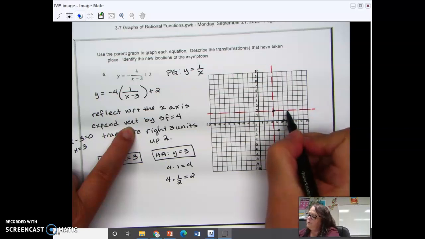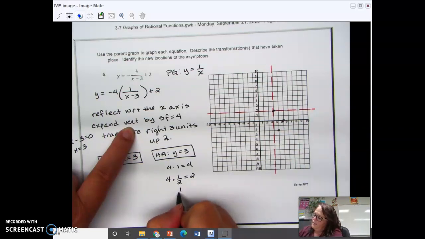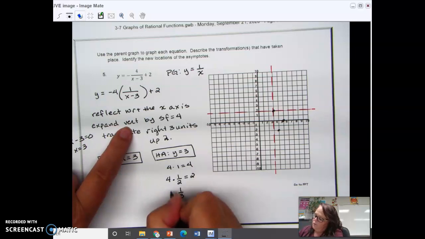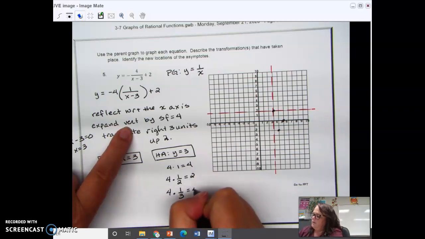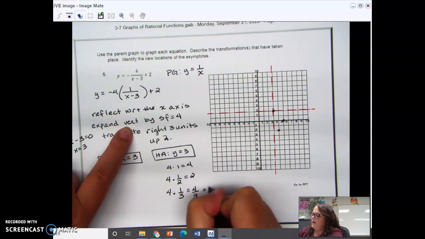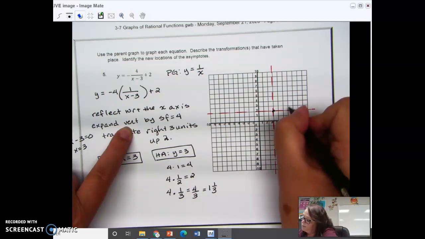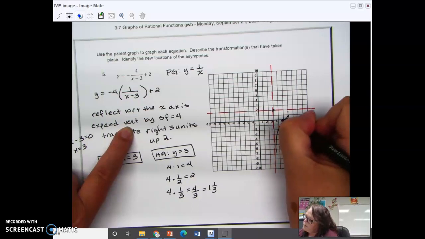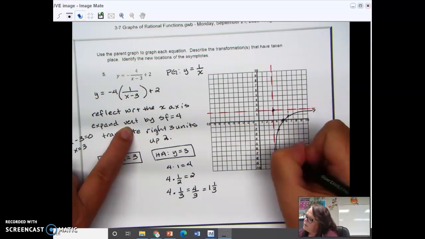If I go to the right 3, the reciprocal of 3 is 1/3. But again, instead of going up 1/3, I'm going to go down 1/3 and 4 times as fast. So that's going to be 4/3, or if I divide that, it's 1 and 1/3, which is about 1.3. So I'm going to go 1 and 1/3 right about here. Whoops, that's the wrong one. Right about here. So you're going to follow your asymptotes and connect those dots.